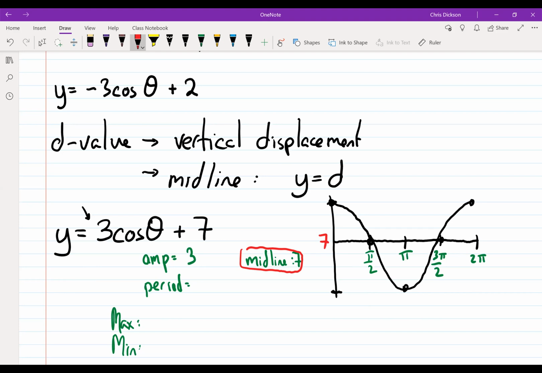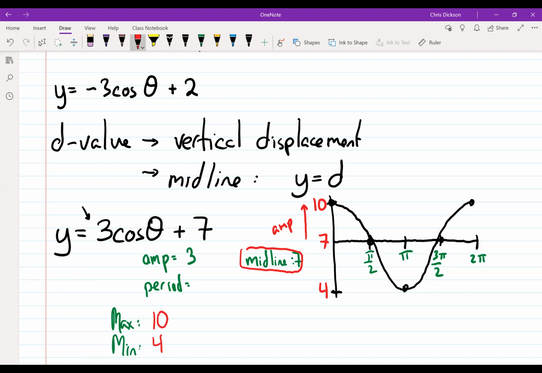And then the amplitude is 3. So from the midline to the highest point is the amplitude. So this is supposed to be the amplitude of the function. So if the amplitude is 3 and you're starting at 7, then your highest value would be 10. And of course, if your amplitude is 3, the lowest value should be 7 minus 3, which is 4. So the maximum value would be 10, and the minimum value would be 4.